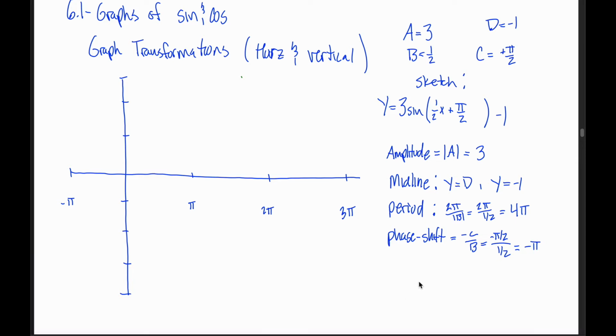And so if this is a 10-point problem, maybe you get half the credit just for writing down these 4 numbers right here. But the other half is being able to use those 4 numbers to sketch the graph. So how do you do it? I think it's easiest to start with the midline.